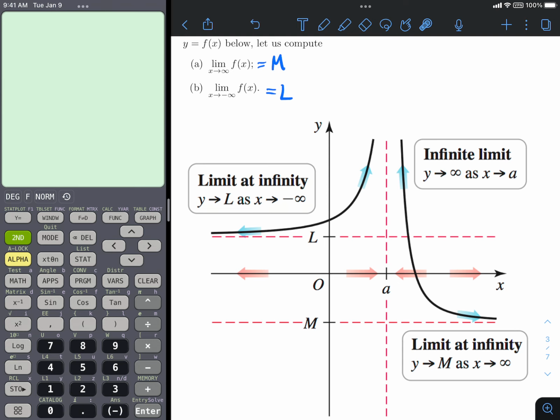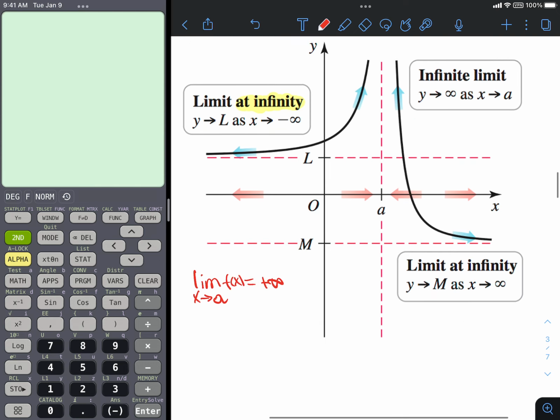So this is how limits at infinity work. Always be careful with the difference between limits at infinity and infinite limits, because for example here at a we would have an infinite limit. So here we would have that the limit as x approaches a of f of x equals plus infinity. So the result of the limit is infinity, which means this is an infinite limit. A limit at infinity happens when x becomes large, either to the right or to the left.